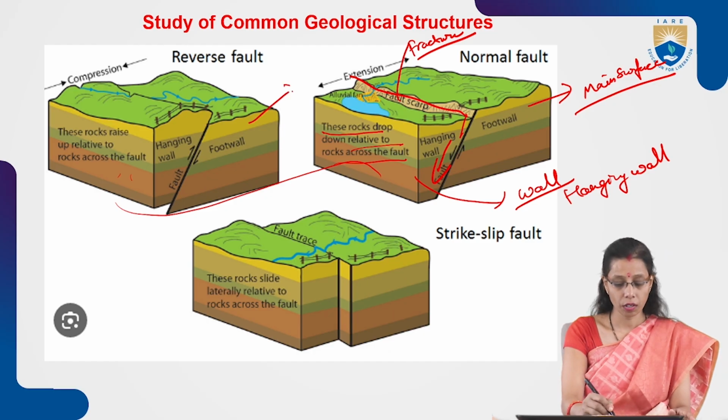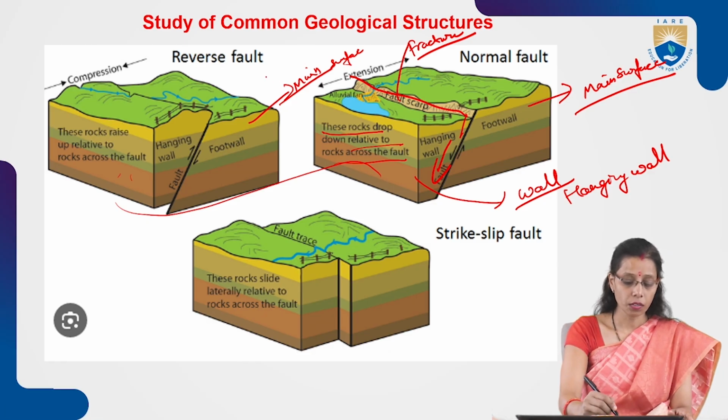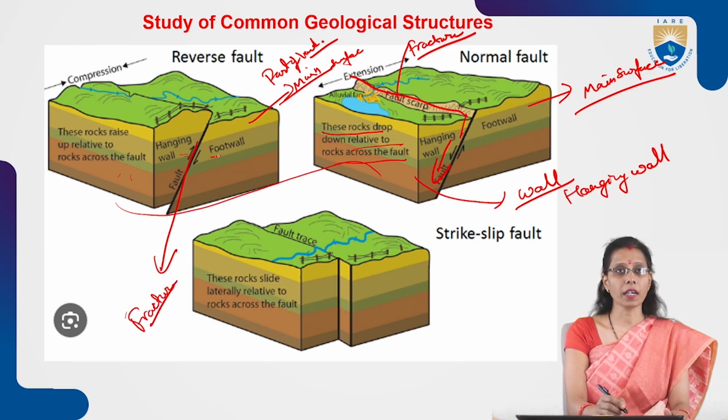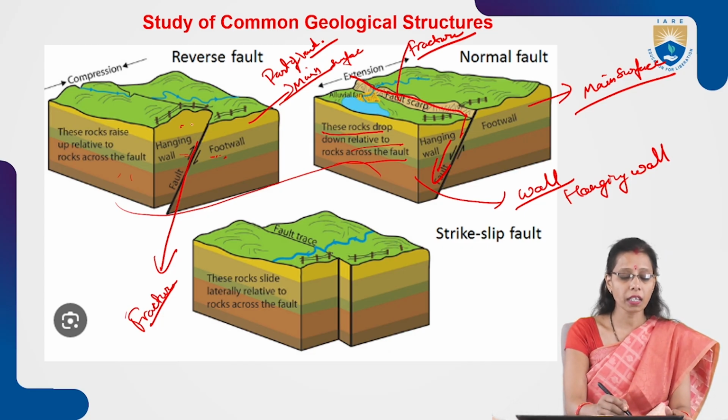Okay, so this is your main surface, the main part of land. From this land, the hanging wall, due to fault conditions or tectonic activities, there is a fracture between these two types of land. So, of these two types of land, this is the hanging wall.